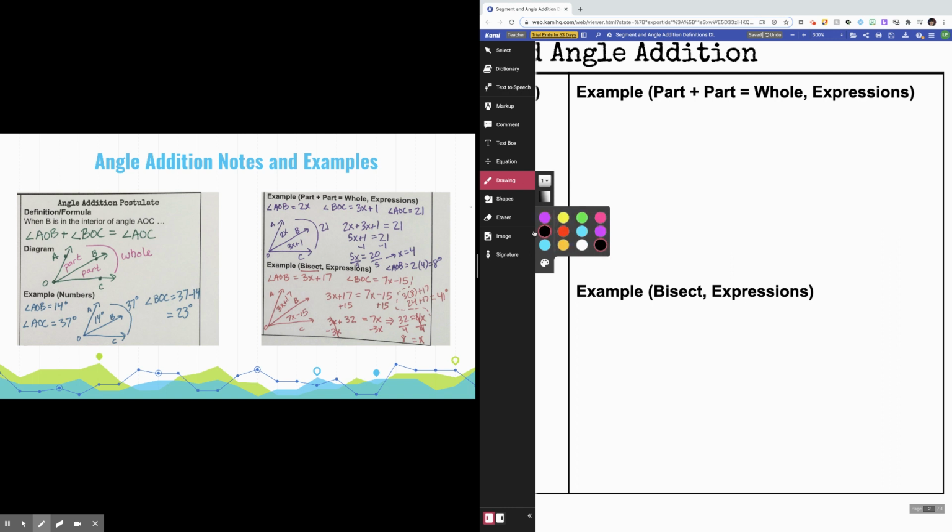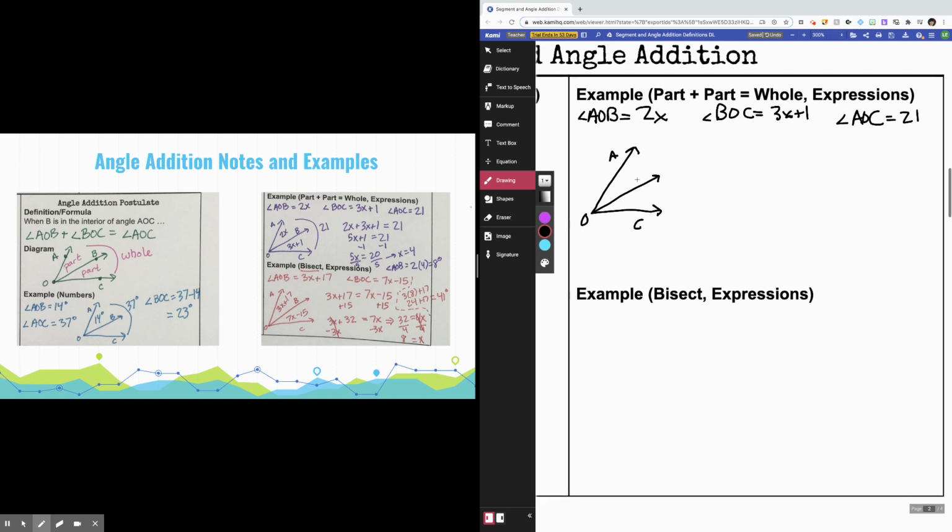So let's try part plus part equals whole with expressions. I'm telling you AOB is equal to 2x, BOC is equal to 3x plus 1, and AOC equals 21. So let's go ahead and draw the picture. Most of your pictures are going to look the same. That's fine. The picture is just there as a visual representation for you of what's going on.